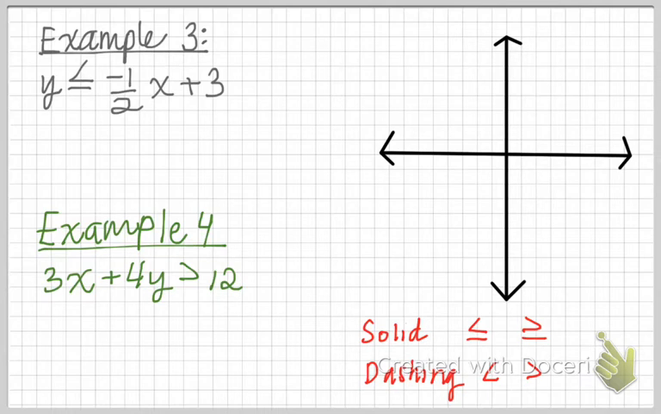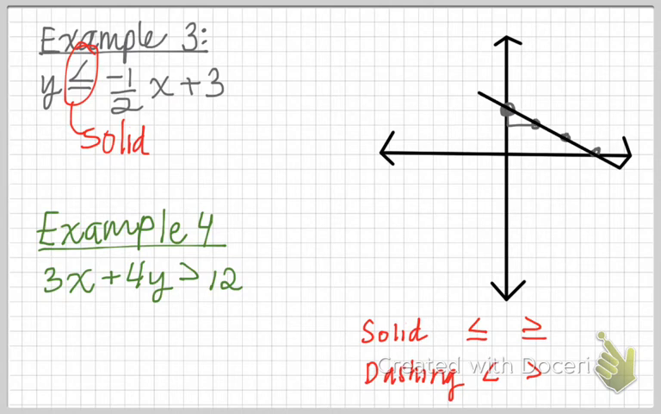So if we look at the first example, example 3, I look at that symbol, I have a less than or equal to, so I'm going to draw a solid line when I go to graph. So just like I did when I first graphed this line on the previous slide, I'm going to go up to my y-intercept and plot it at 0, 3. Then we're going to go down 1 and over 2 to get a couple more points on my line. I will then connect those points to form a line.